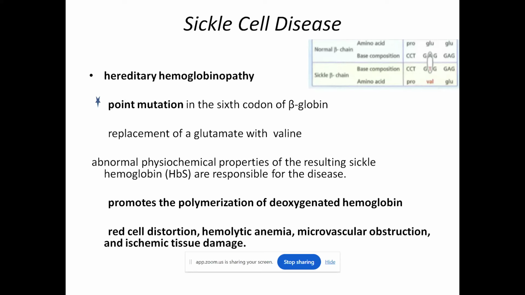So first we will see sickle cell disease. It is also called a hereditary hemoglobinopathy. What is the cause of sickle cell? There is a point mutation in the sixth codon of the beta globin chain. Normally glutamic acid is there. Due to the point mutation in the sixth codon of the beta globin chain, valine replaces glutamic acid. This produces abnormal physicochemical properties in the red blood cells, producing sickling of the red cells.